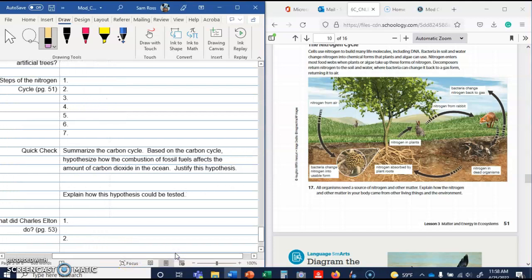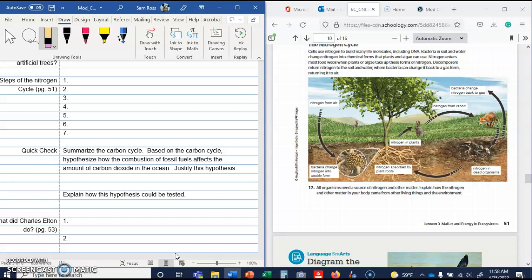Okay, so let's see what this question is. Summarize the carbon cycle. Based on the carbon cycle, hypothesize how the combustion of fossil fuels affects the amount of carbon in the ocean. Justify this hypothesis. So this is one of your quick check questions. It says, based on the carbon cycle, hypothesize how the combustion of fossil fuels affects the amount of carbon dioxide in the ocean. So the amount of carbon dioxide in the ocean increases as the amount of carbon dioxide in the air increases, because the ocean absorbs carbon dioxide from the atmosphere.